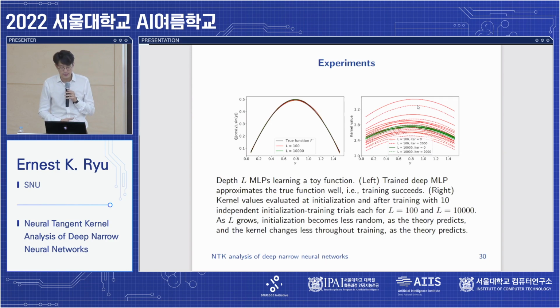The theory predicts that as the depth L grows, the initialization will be less and less random, and the kernel will change throughout training less and less, so there should be much more stability. If you look at the green lines, the solid green lines are at initialization, and the dotted green lines are the kernels after 2,000 iterations of training. You'll see that they all overlap very well, so there is much less randomness and variation throughout training, as the theory predicts.